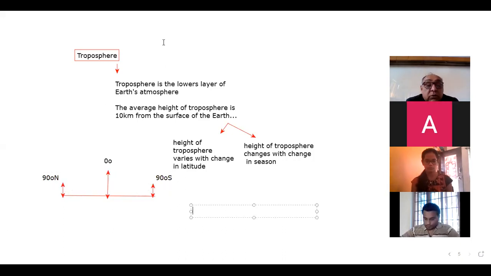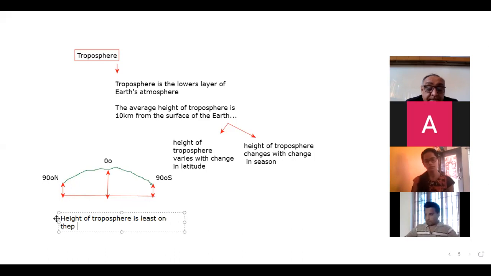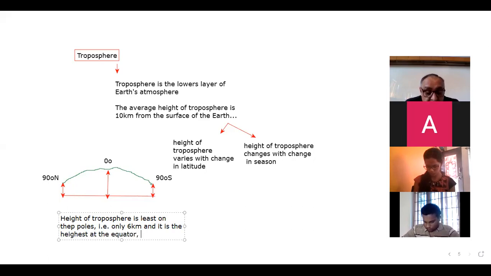Now about the height of the troposphere. It goes like this. We can say that the height of the troposphere is least at the poles, that is only 6 kilometer high, and it is the highest at the equator, that is 16 kilometer. And the average becomes 10 kilometer.